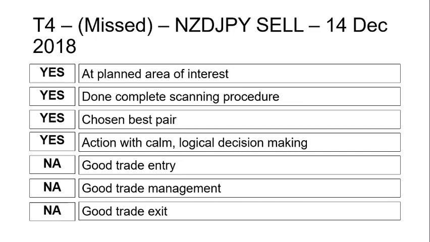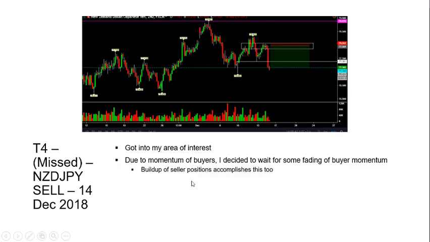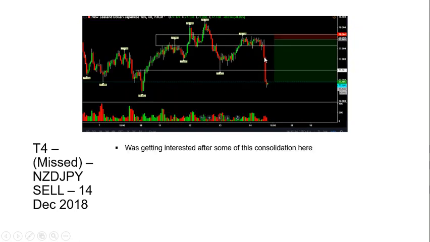Next trade is a missed trade. I missed this trade because I was asking a bit too much from the market, and I failed to account for one key entry scenario. So price got into my area of interest, that's the rectangle. So that was all perfect. And due to the momentum of this bias, I even let some rollover happen. That was all perfect as well. So that was all good. So I did not simply take a trade around here. I thought due to this bias, it needs some time to roll over, build up some sellers' positions. So I was getting some interest in there around here, right?